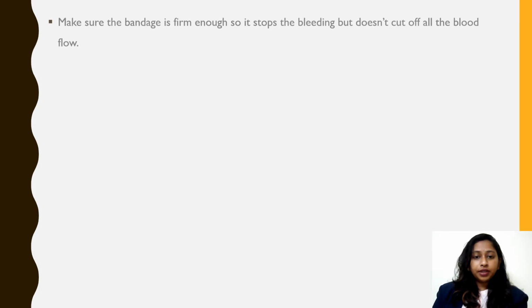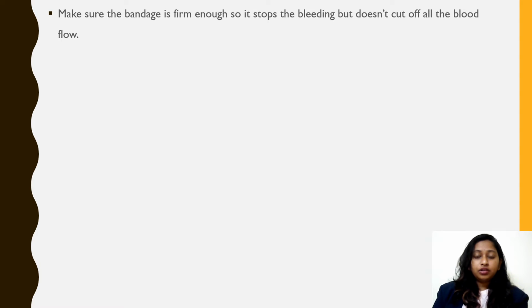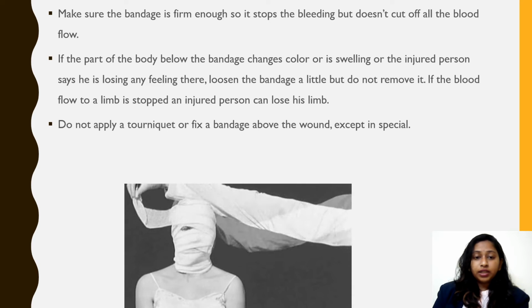Make sure when you are putting the bandage, it is not so firm that it stops the blood flow. If it is, then it can worsen the condition of the patient. In case the person complains that they don't feel anything in their distal arm, or the color is changing into bluish or pale, please loosen up the bandage a little bit, but do not remove it, because you have already tightened it so that the bleeding has stopped.